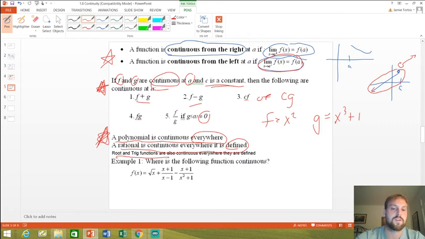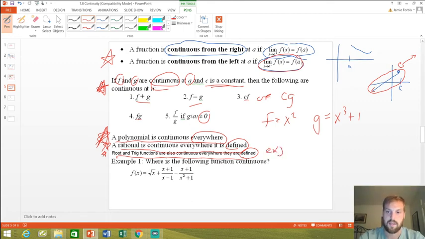And root and trig functions are also continuous everywhere they're defined. I know that's an obvious statement, but these are three statements that you are allowed to use. Like in the last example, I made the connection that a polynomial is continuous everywhere. When I say a rational is continuous everywhere it is defined, I'm saying if you can put any value into the rational and it's defined, then it's continuous there. So it's everywhere except what makes the denominator 0. It's continuous everywhere else. Same thing with root and trig functions.